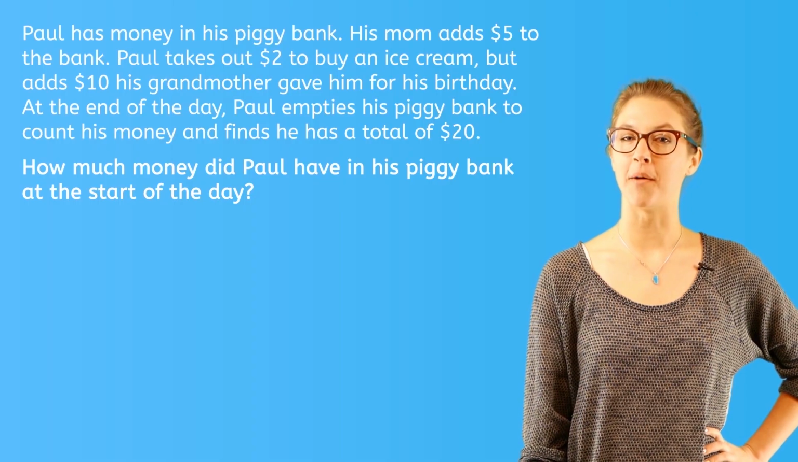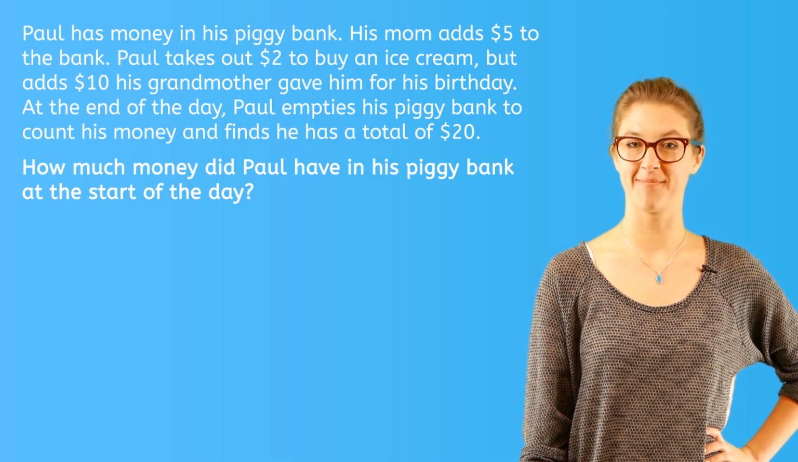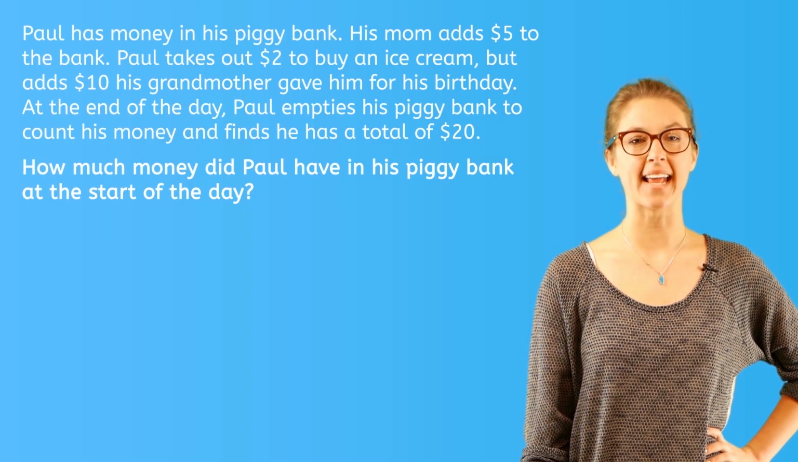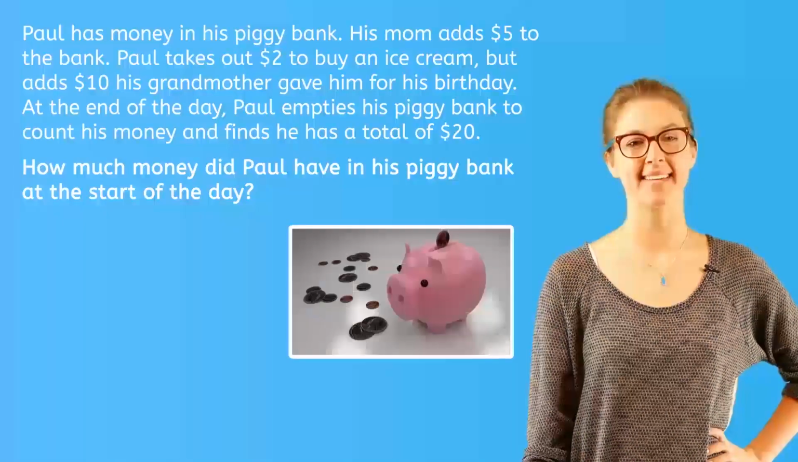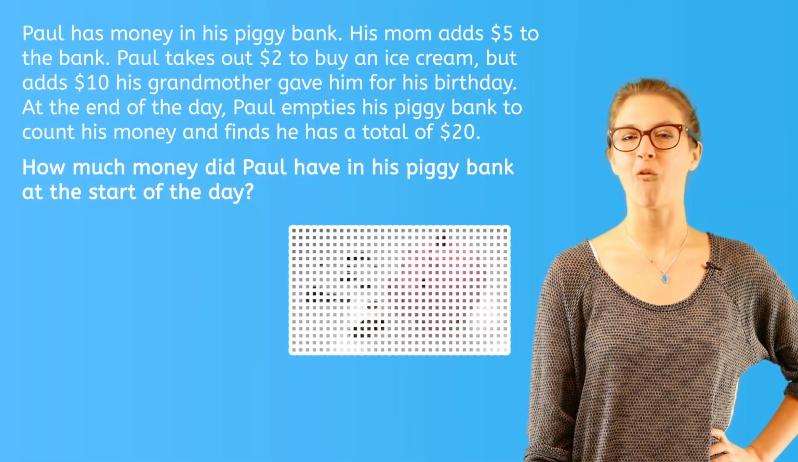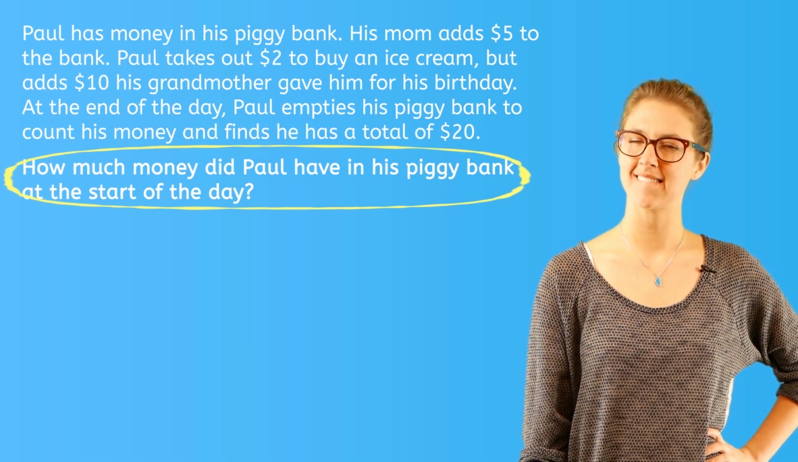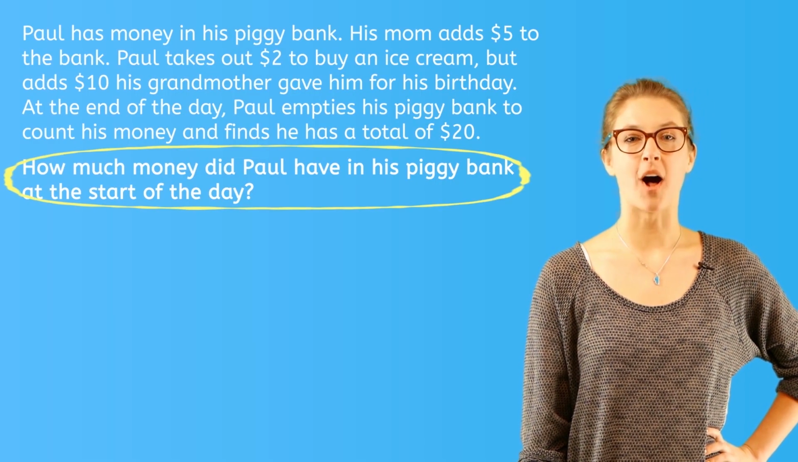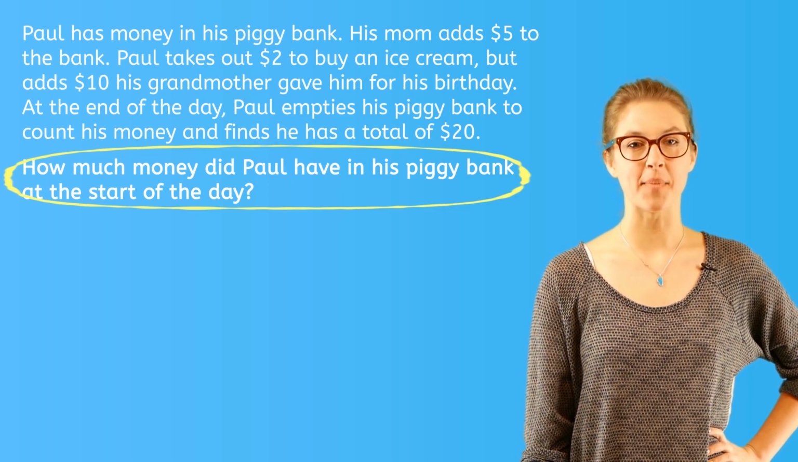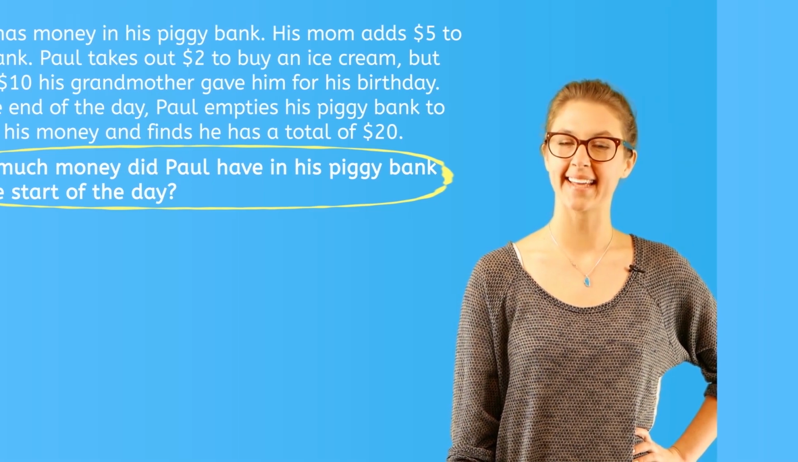This is a great problem because there are a lot of things happening. Money is being added and subtracted and taken out of Paul's piggy bank. What are we looking for? Right. How much money did Paul have in his piggy bank at the start of the day?